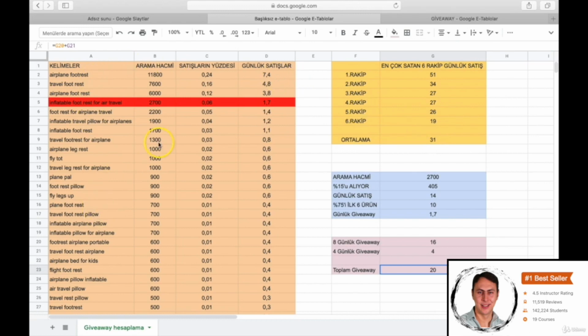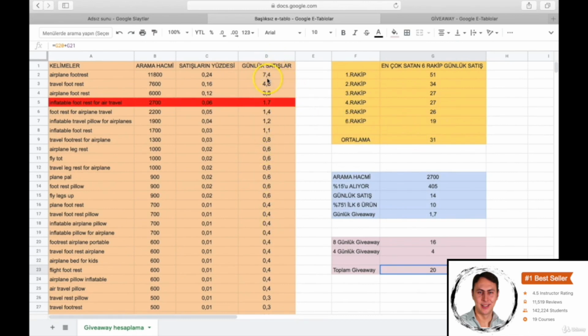For example, in this table, when we change the number to 7,500, we see that all the numbers have changed and the amount of daily giveaway has also changed. Our purpose in this table is to confirm our first method. Let's make our value in the table 2,700. There is another critical point that I have to say.